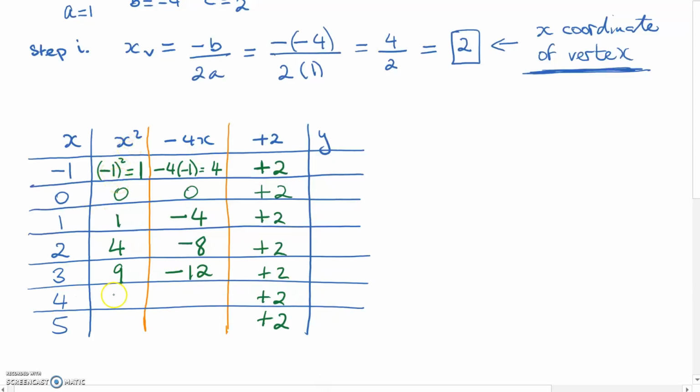4 squared is 16. Negative 4 times x: negative 4 by 4 is negative 16. x squared, x is 5, so 5 squared is 25. Negative 4 by 5 is negative 20.